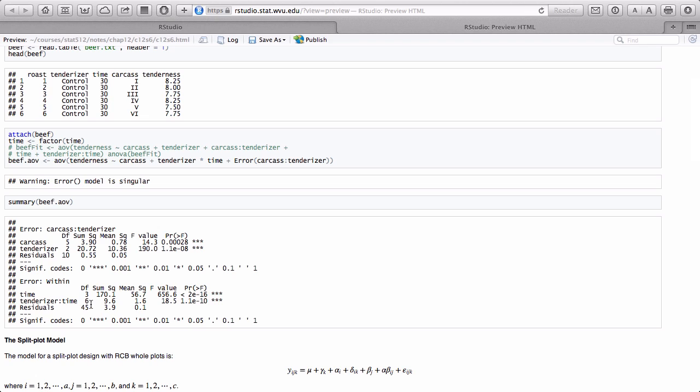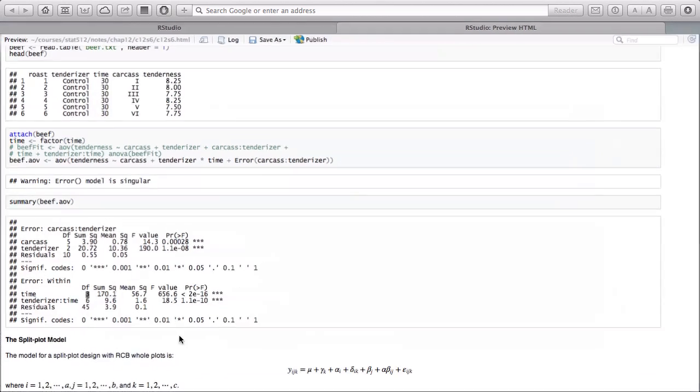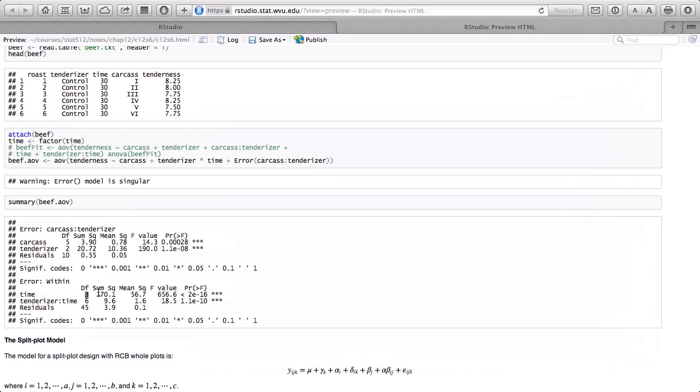Does that make sense? Look at the degrees of freedom. Again, carcass has 5 degrees of freedom, times 3 is 15, and then 5 times 6 is 30, and those 2 together give you that. So this residual you could think of as the pooling of two terms: the carcass by time and the carcass by tenderizer by time interactions. And that's our second error term. So when we say multi-level, what we mean is that there are two error terms. There are two levels: the whole plot level and the subplot level.